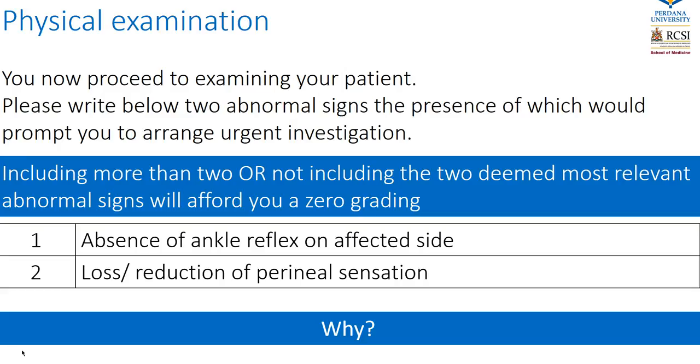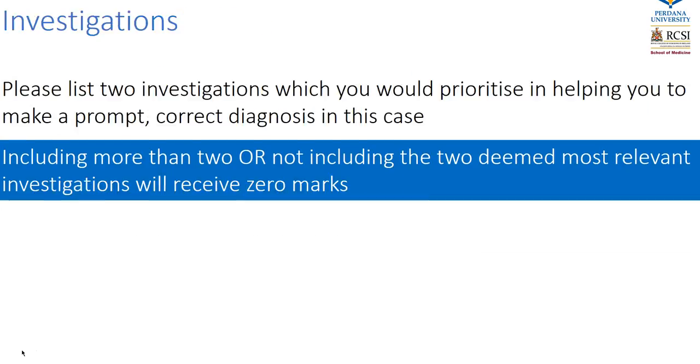If you do discover these physical signs, then this is an indication for an emergency blue light ambulance admission to a neurosurgical center immediately. Please now list 2 investigations which you would prioritize in helping you to make a prompt correct diagnosis in this case. Again, if you include more than 2, or if you don't include those deemed most relevant, you'll receive 0 marks.